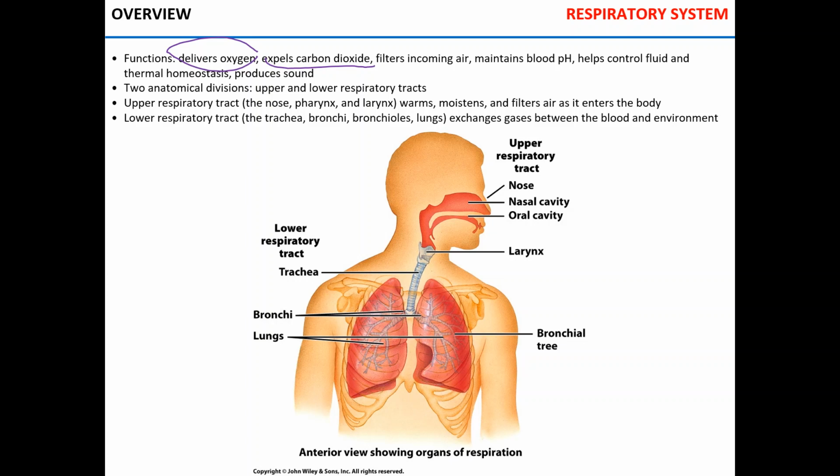There are two major anatomical parts, upper and lower respiratory tracts. Upper respiratory tract consists of the nose and the nasal cavity, pharynx and larynx. These structures warm, filter, and humidify the air. Lower respiratory tract: trachea, bronchi, and the lungs. They deliver the air to the sites where gas is exchanged between the blood and the environment.